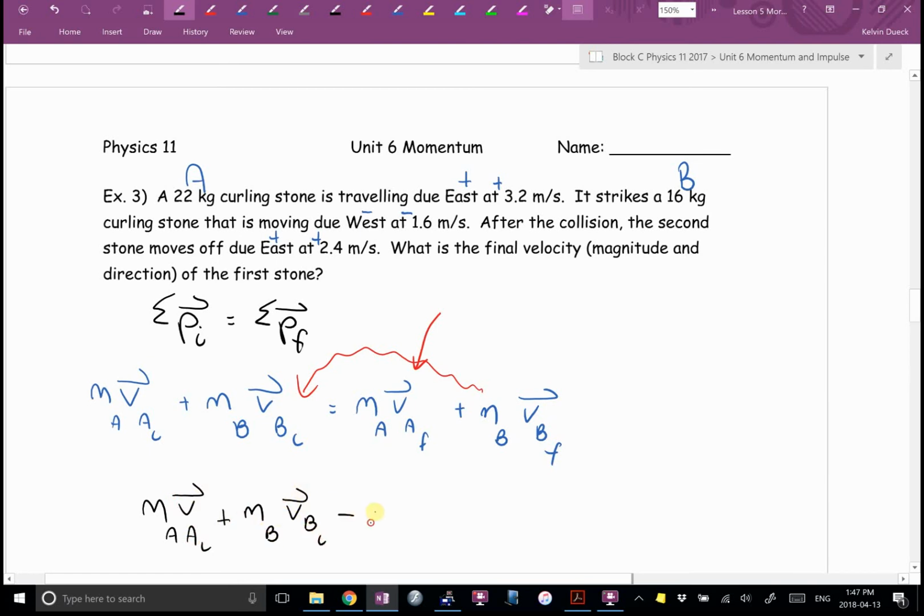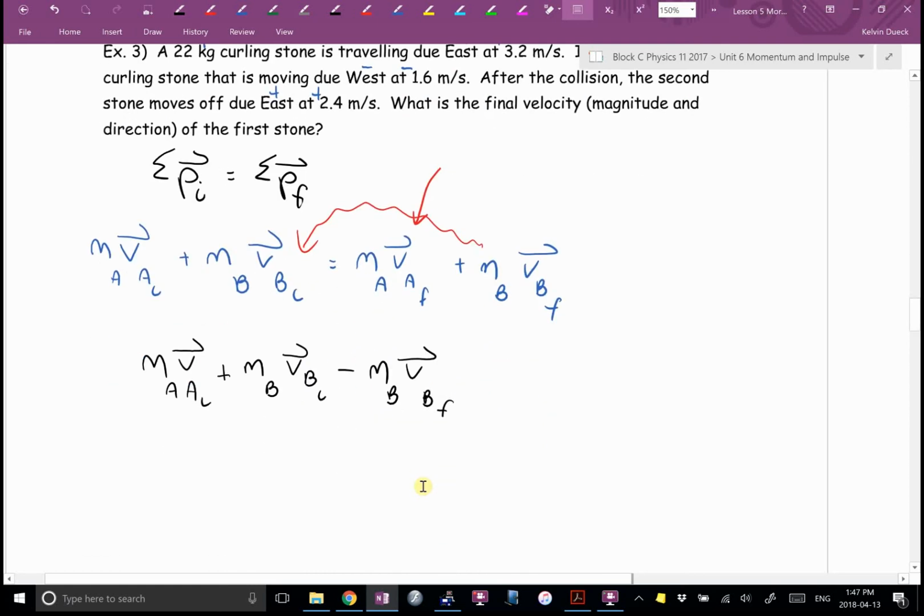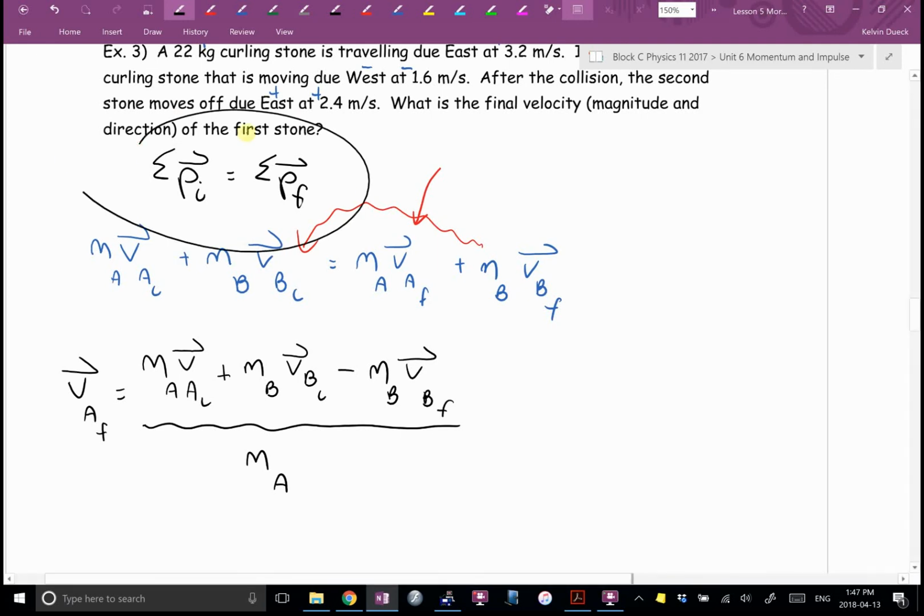I'm going to minus the mass of B, velocity of B final. I'm going to divide by mass A. Folks, is Brian right? Are you going to memorize this equation? No, please don't. Because all I need to do is ask for something different or have them traveling in different directions. Or what you need to know is this.